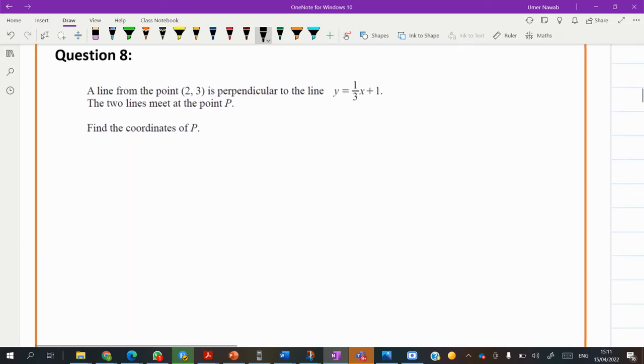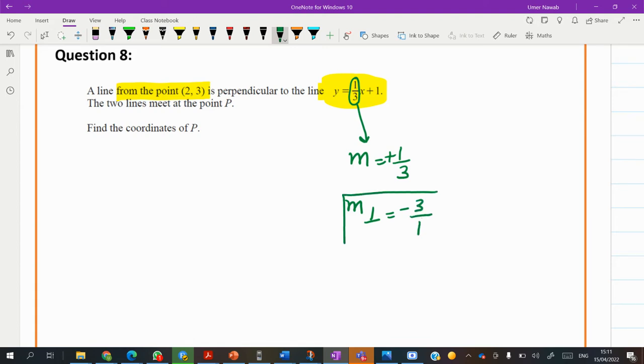Next, a line from this point that is perpendicular to this line. So guys, I need to find the perpendicular of this line. The coefficient of y is 1, so the coefficient of x here should be the gradient of the line. But I want a perpendicular line, so this is a plus sign, I write minus 3 over 1. So this is the gradient of the perpendicular line. It is passing through 2, 3.